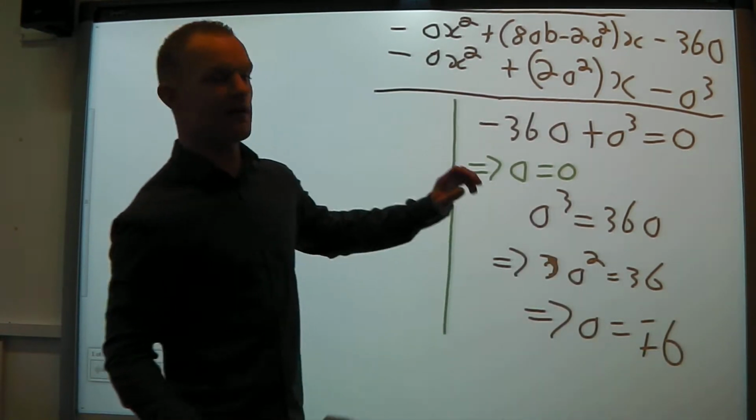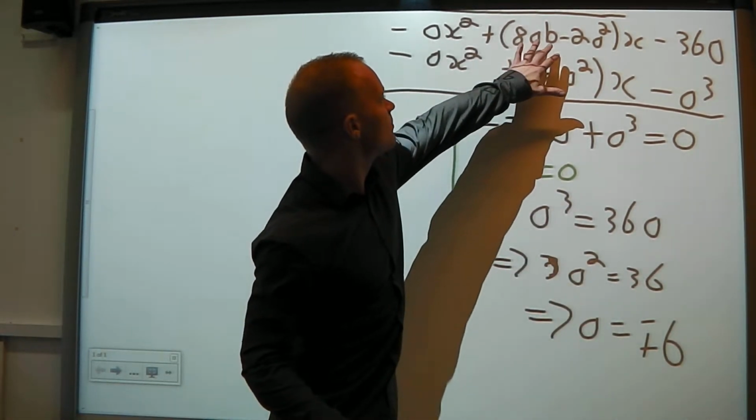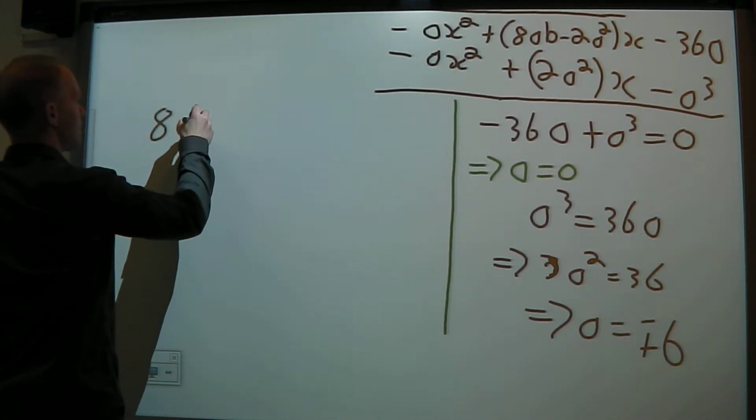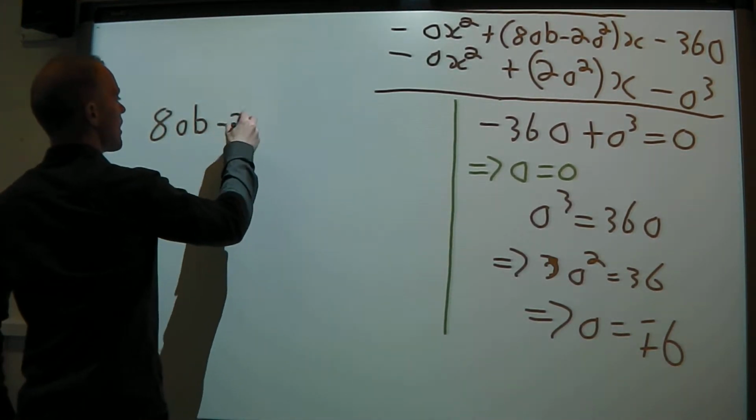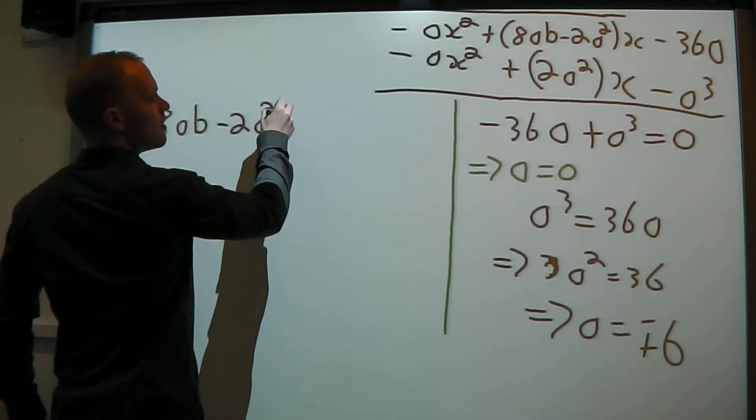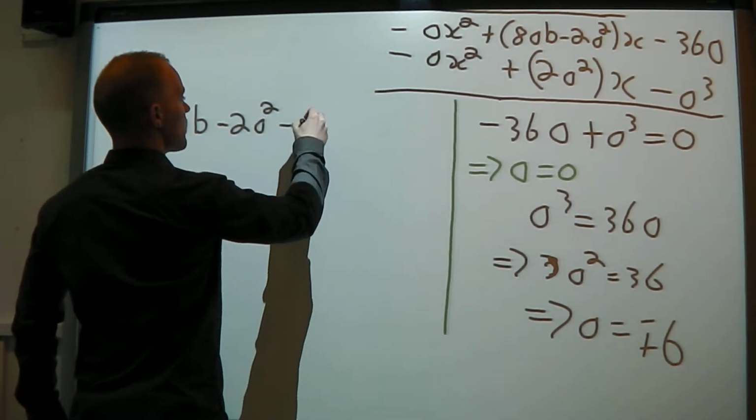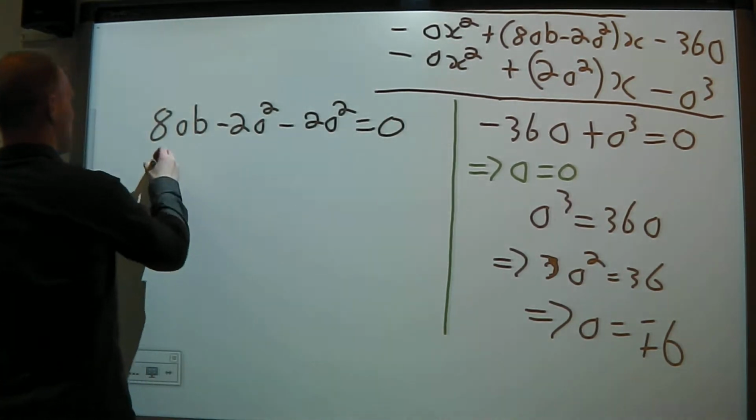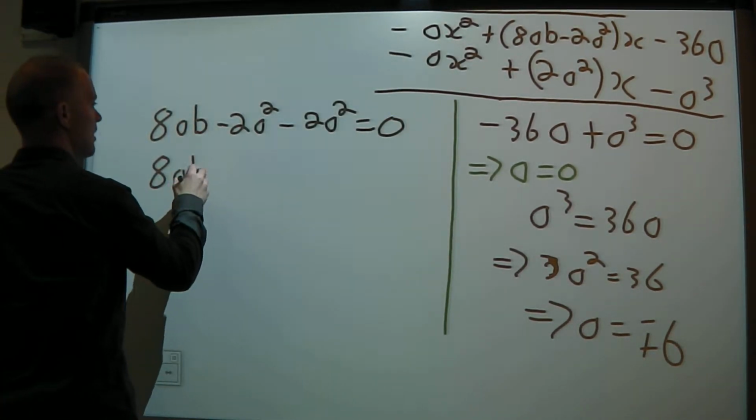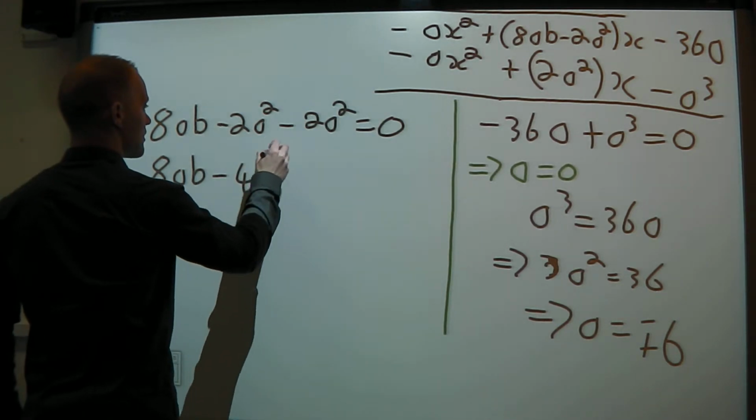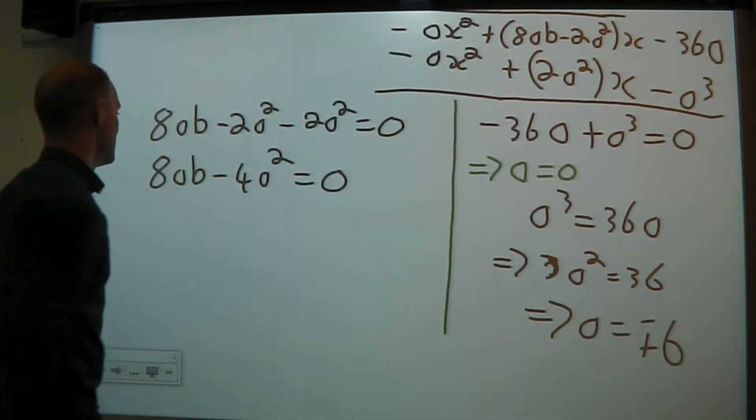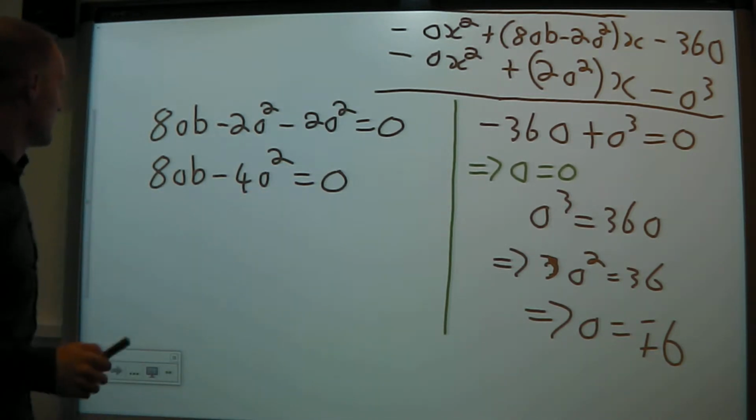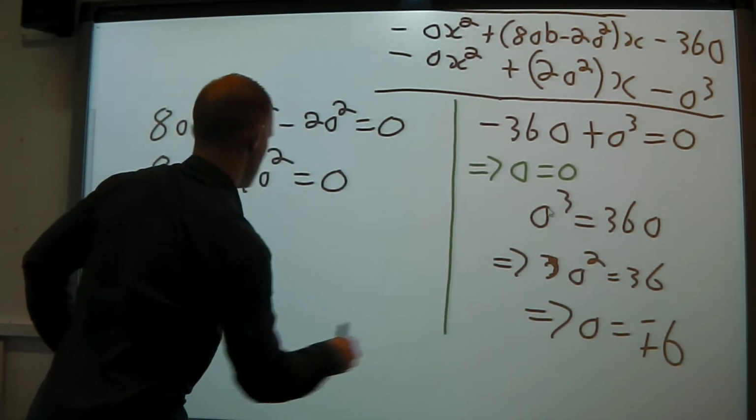Minus 6. And then we have another problem here: 8ab minus 2a squared, minus 2a squared, is equal to 0. So we'll just rewrite that here: 8ab minus 4a squared is equal to 0. Now what we can see straight away is that a equal to 0 is a solution. But we'll just say at a equal to plus 6.